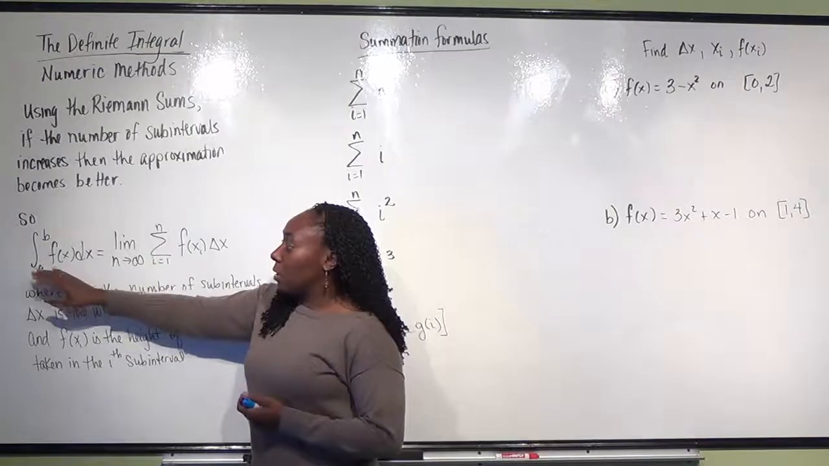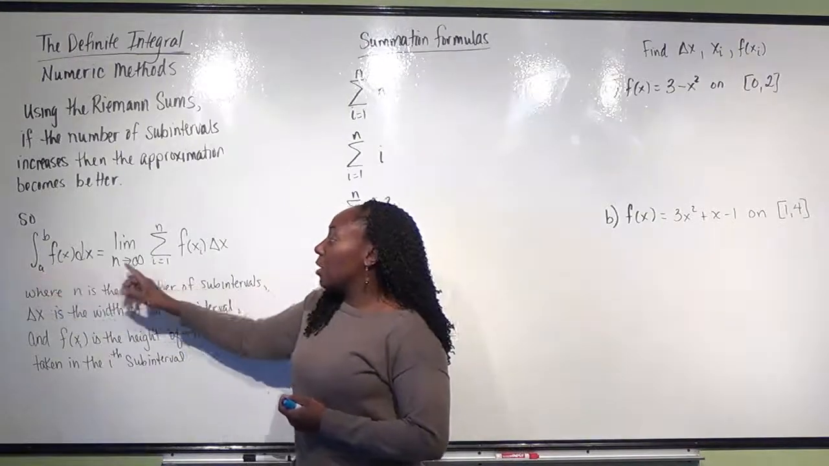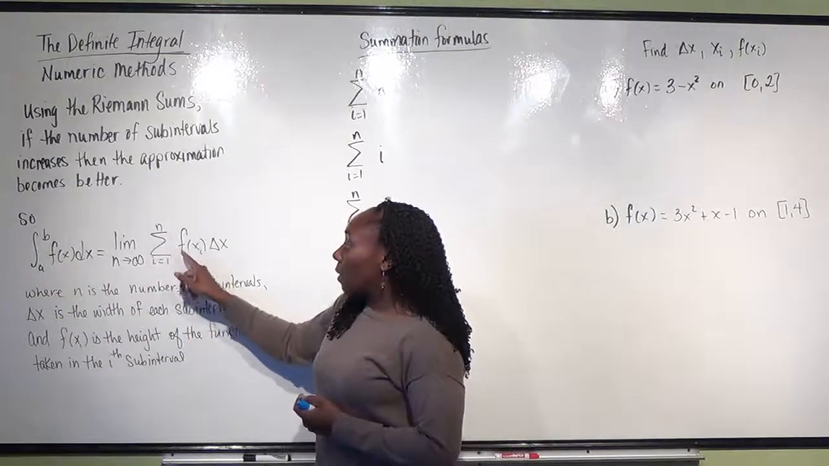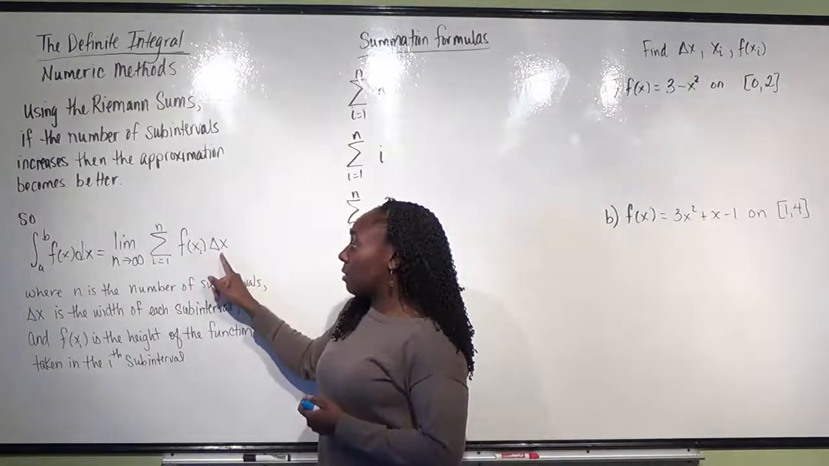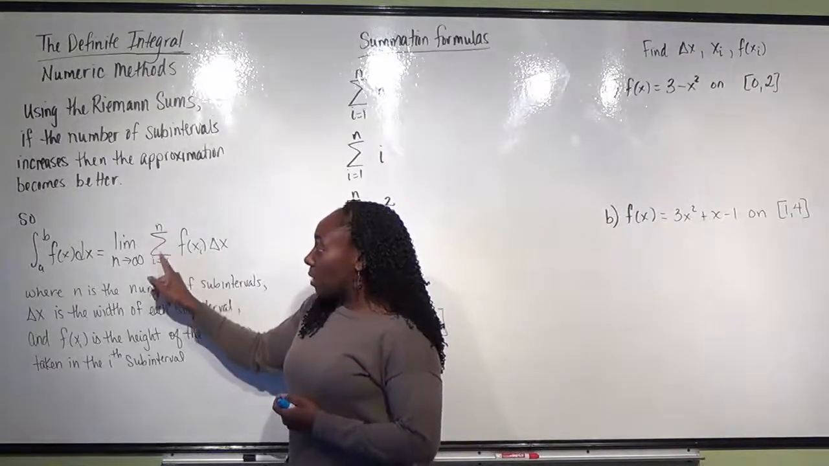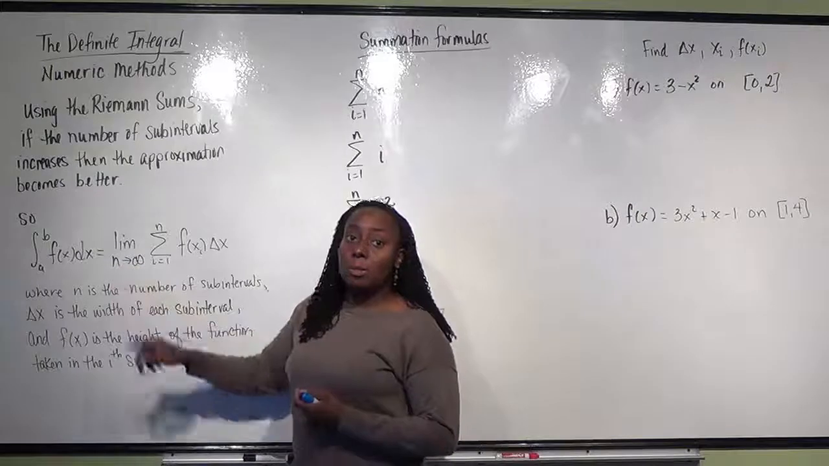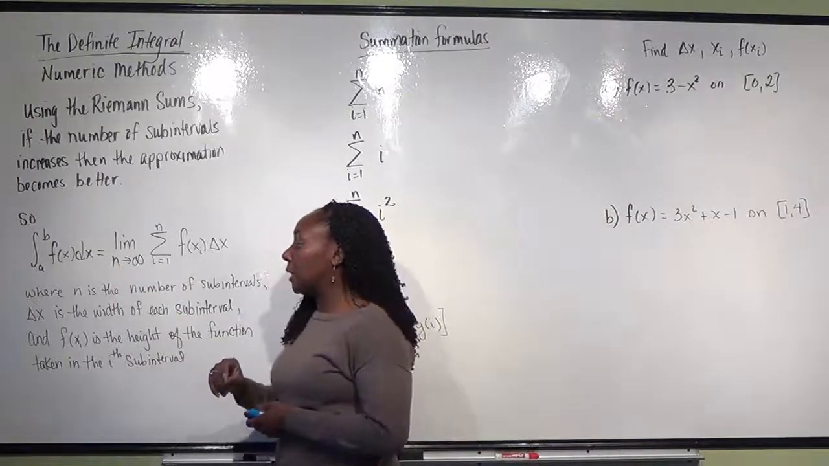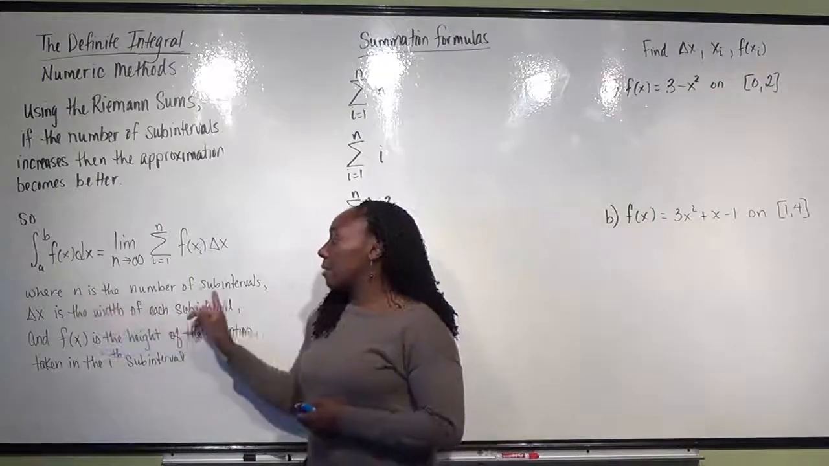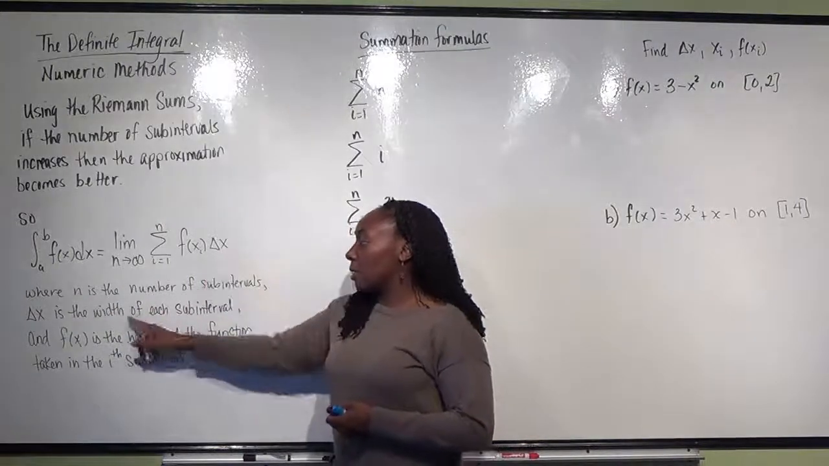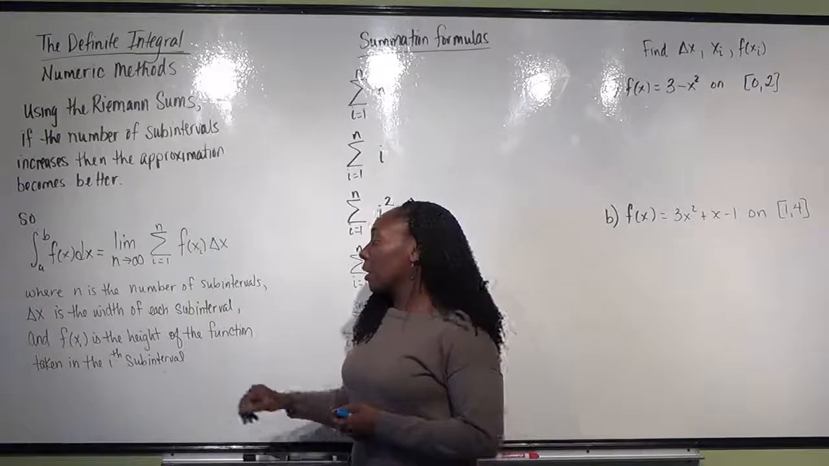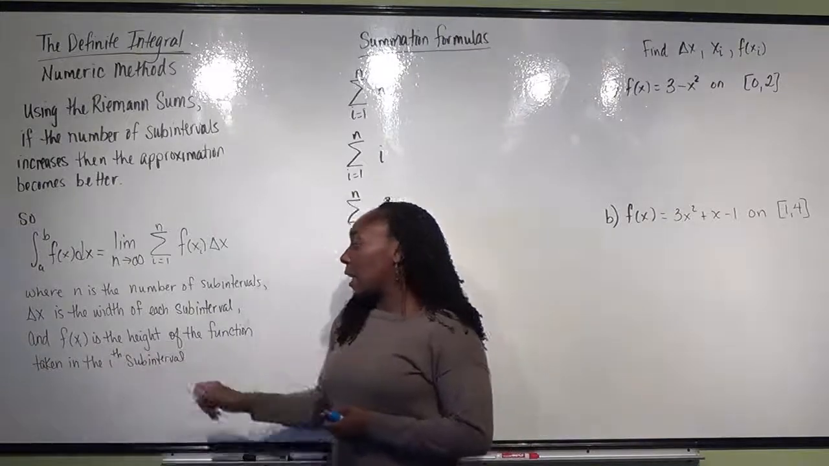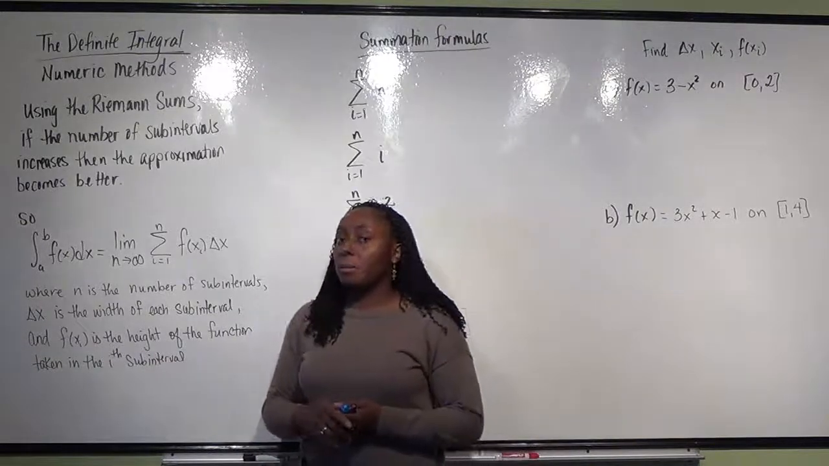So what we want is we want our definite integral to be a sum of the heights times the widths, where we add all of those up, but we want the number of subintervals to go to infinity. And so we're going to end up taking a limit. Again, here n is the number of subintervals, delta x is the width of each subinterval, and f of x sub i is the height of the function taken in the ith subinterval.